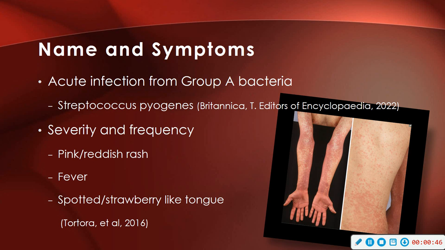Its name has had kind of a long history, especially to distinguish it from other sicknesses. But by definition, scarlet fever is an acute infection from a bacteria that's specifically group A, called Streptococcus pyogenes. Depending on who you are, when you get it, how severe it is, and how long you get it can vary. But when you do, you are going to get a rash over your entire body.